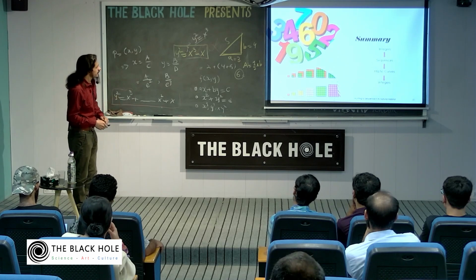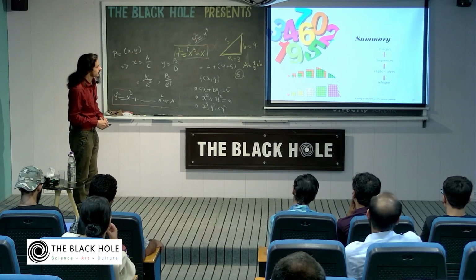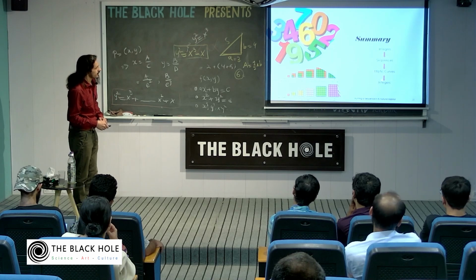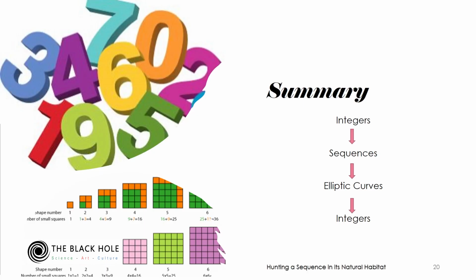So to summarize, we started with integers, we introduced sequences, elliptic curves, and we are back to integers, and we can loop it again, and if we start this again, we might get some other insights, but that was all for today. Thank you very much.